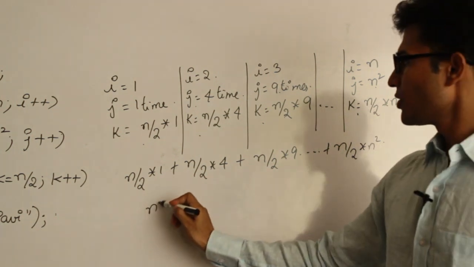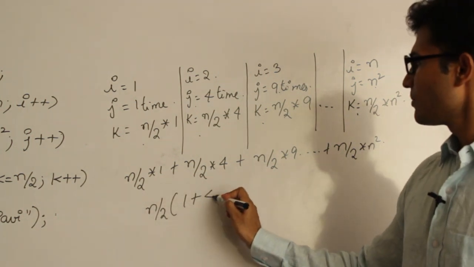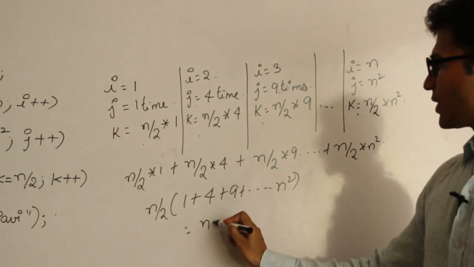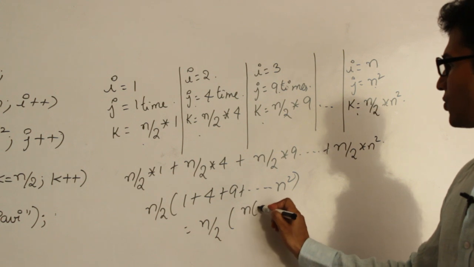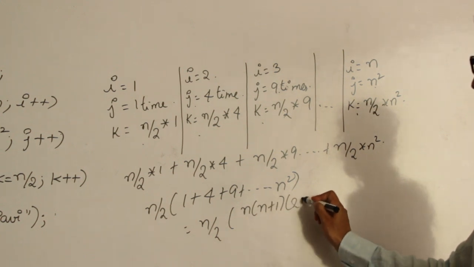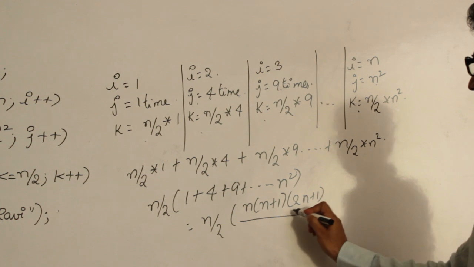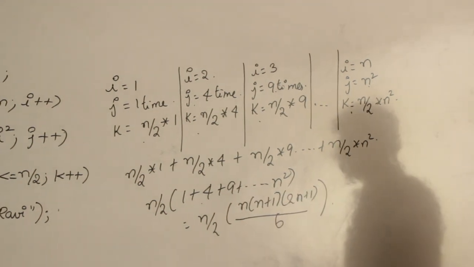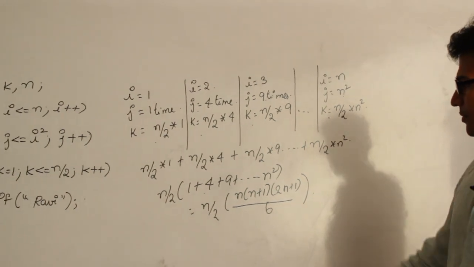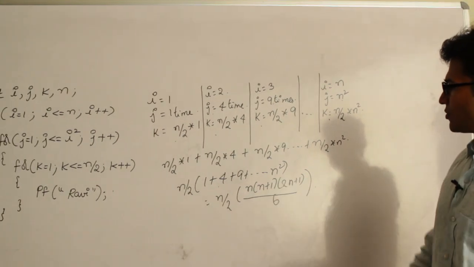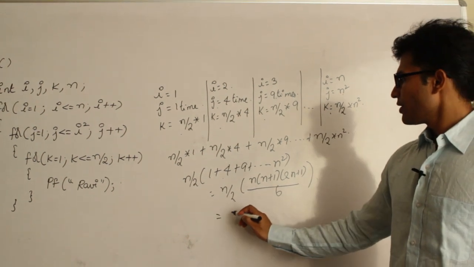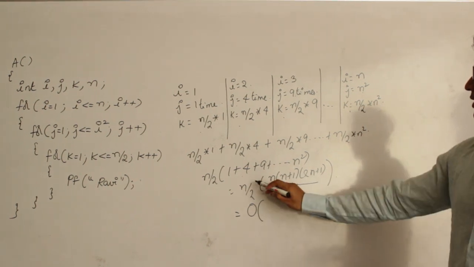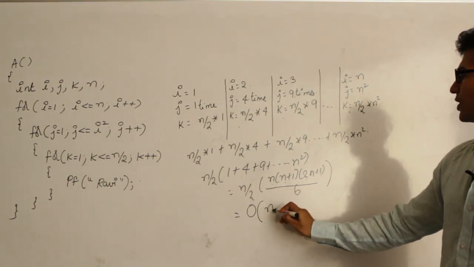So if you pull out n by 2 as common, then what do I get? 1 plus 4 plus 9 plus so on plus n square. So it is nothing but n by 2 into n into n plus 1 into 2n plus 1 by 6. Isn't it? Sum of squares of first n natural numbers. So you could even write it as order of the most significant term, n into n into n into n, which is nothing but n power 4.